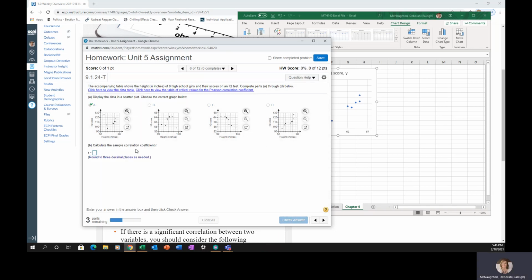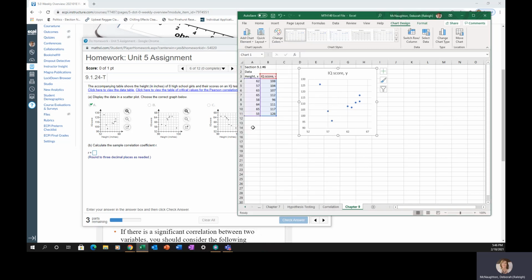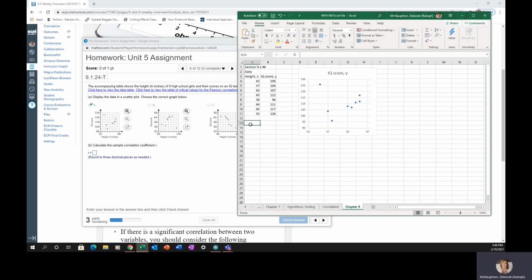All right, and then it says calculate the sample correlation coefficient. So I wanted to show you how to do this in Excel. And there are two ways to calculate this in Excel. So we can go equals, and there's something called CORREL. CORREL returns the correlation coefficient between two data sets.